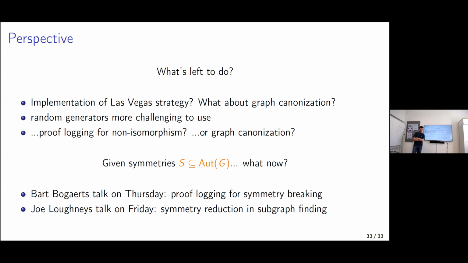Why do you think that proof logging for non-isomorphism, in your opinion, is not such a good idea? I think it might be challenging. I'm not sure it can be efficiently done in practice. I see. Thank you.